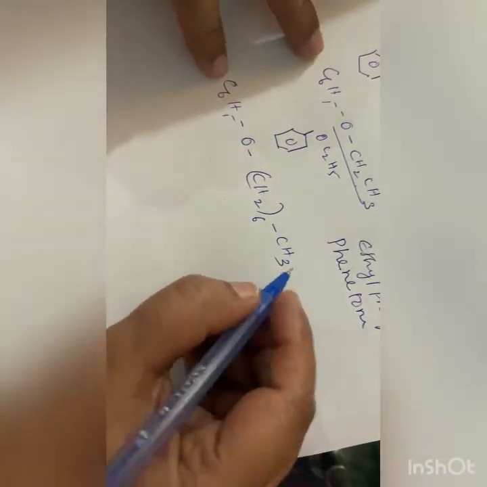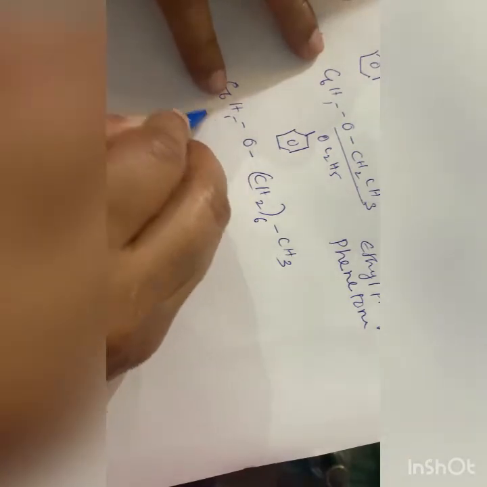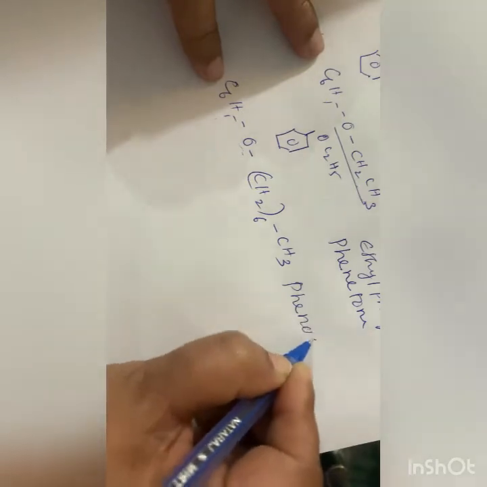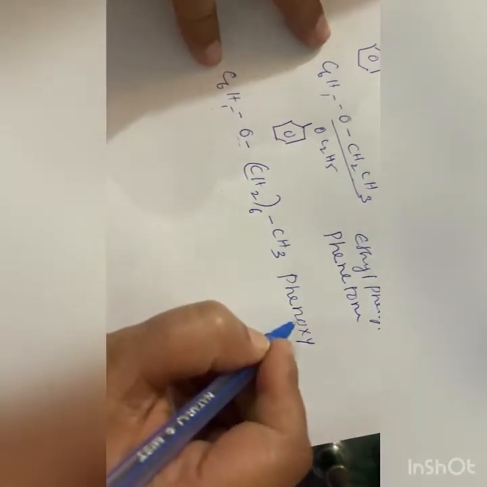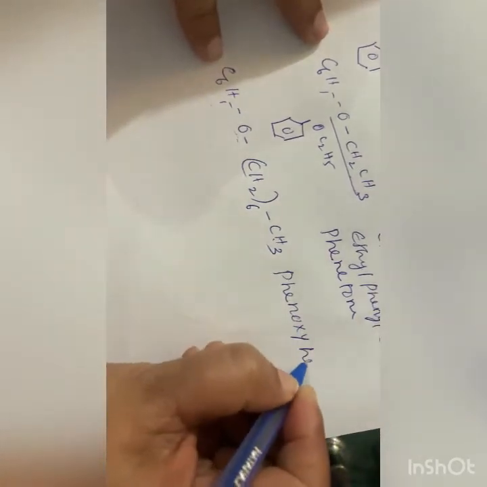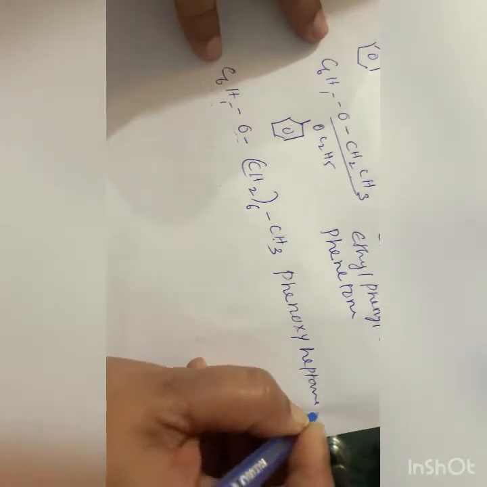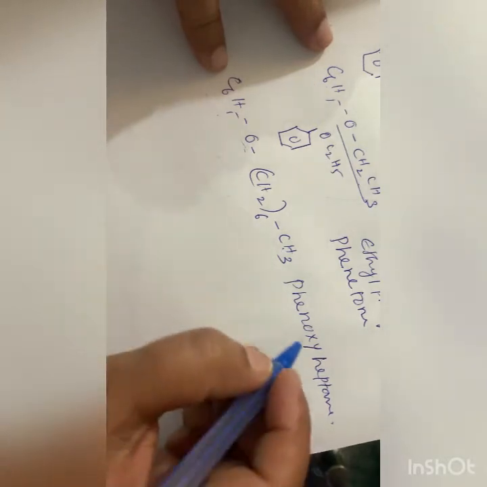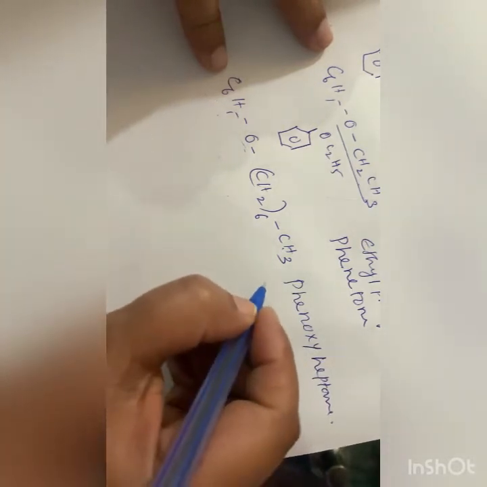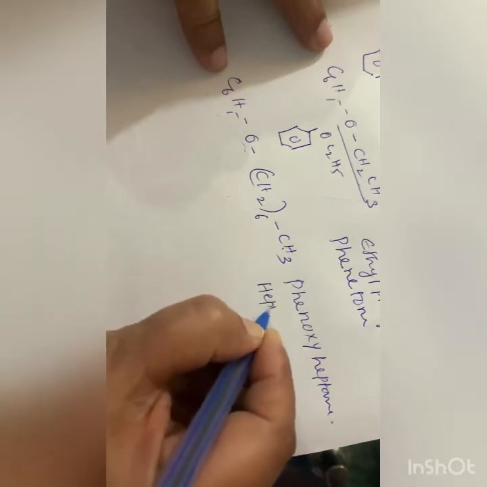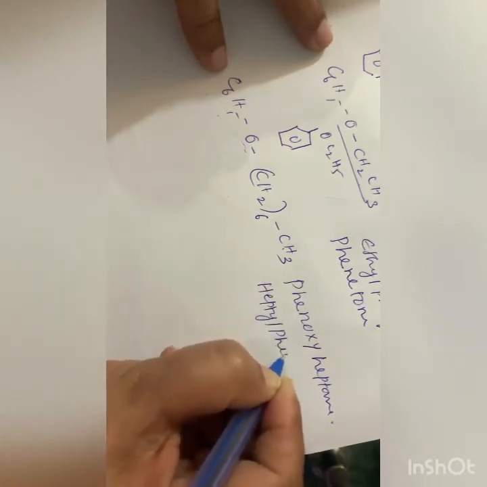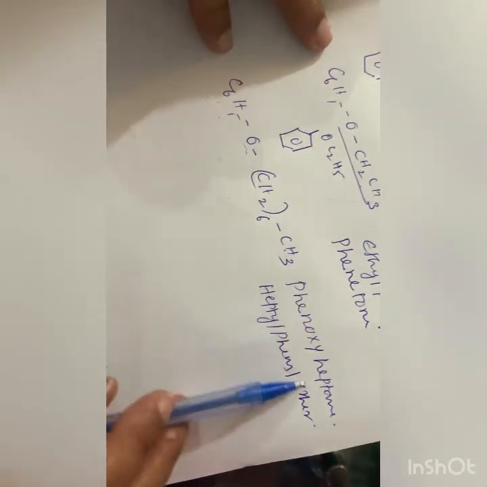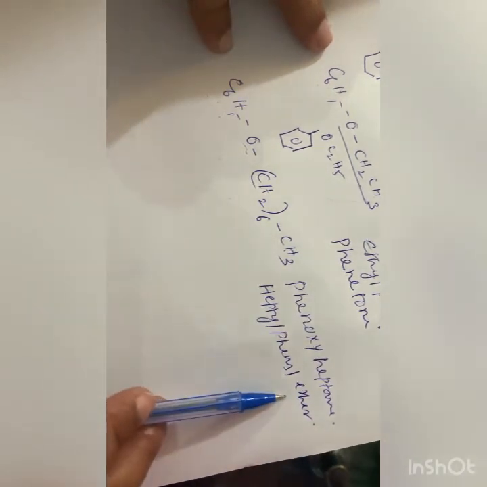So what is the name of this? This is phenyl group, phenoxy. Okay, benzoxy is not there. The name of this one is phenoxy. Or 7 carbon, no? So what is that? Heptane. Phenoxy heptane is the IUPAC name. What is the common name? Common name is heptyl phenyl ether. Heptyl phenyl ether or phenoxyheptane. Heptyl phenyl ether is the common name.